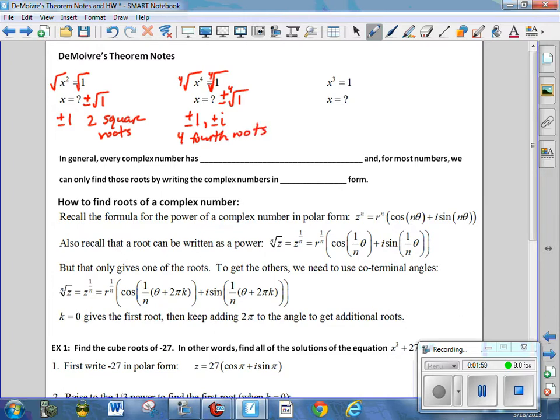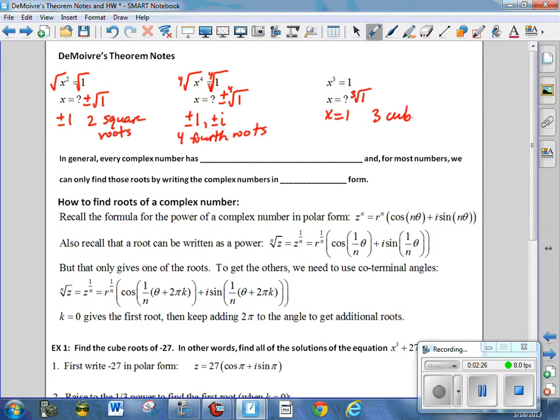Now if we have x to the third equals 1, obviously this is an odd root, so we don't do plus or minus, and so obviously one of the answers is 1. But you might be suspicious after what I just did with the fourth roots that there really are more than just one cube root. As a matter of fact, there are actually 3 cube roots. So what is the other one?